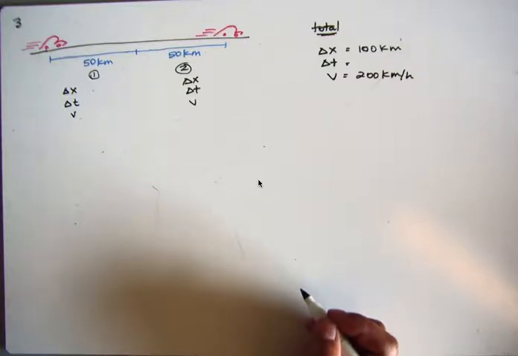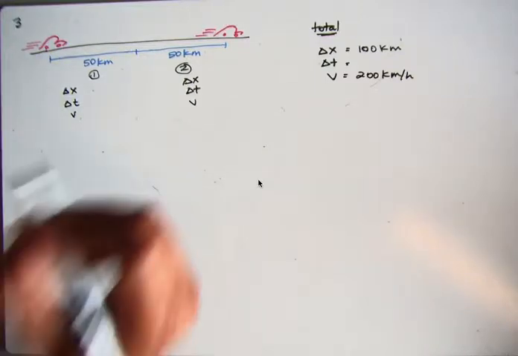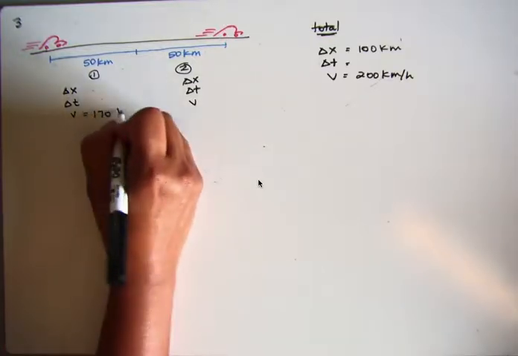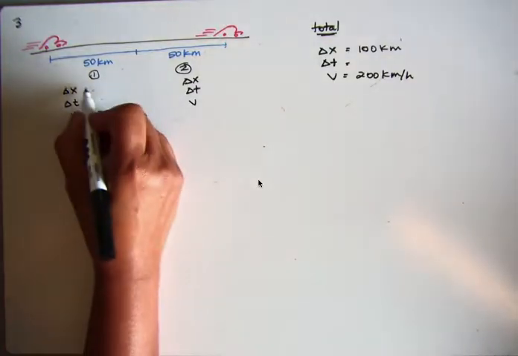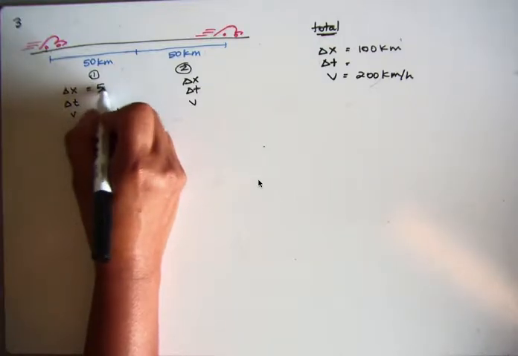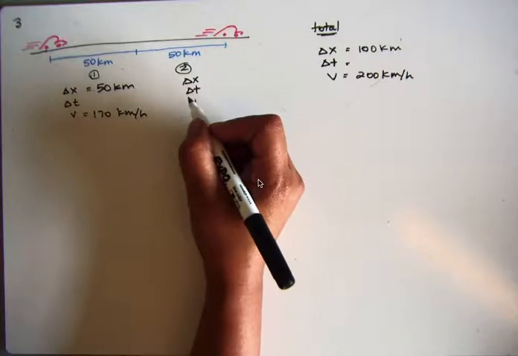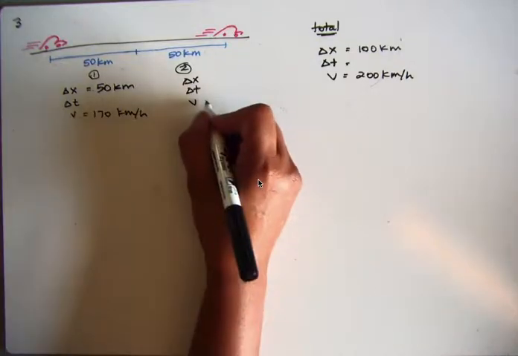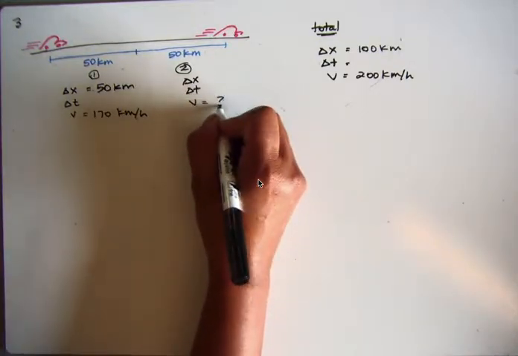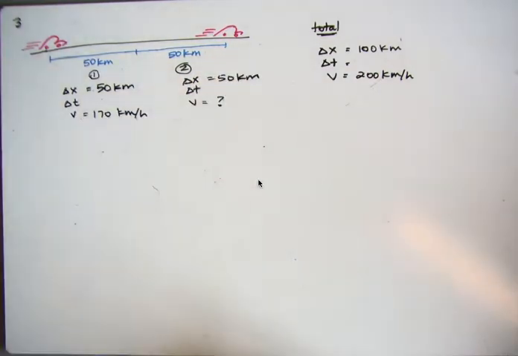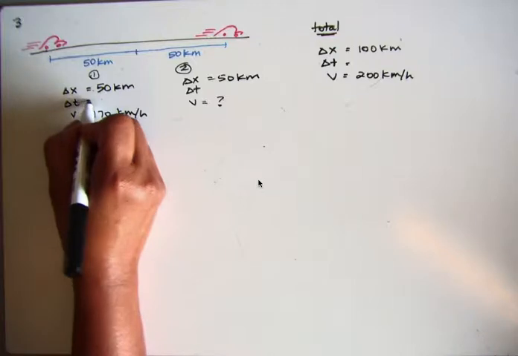Because of engine trouble, the car only averages 170 kilometers an hour in the first half. So the speed for the first half is 170 kilometers per hour, and it's the first half, so that's 50 kilometers. And then it's asking us, what average speed must he maintain in the last 50 kilometers? This is what we want to know, and this is 50 kilometers also. All right, so that's everything we know about this problem.